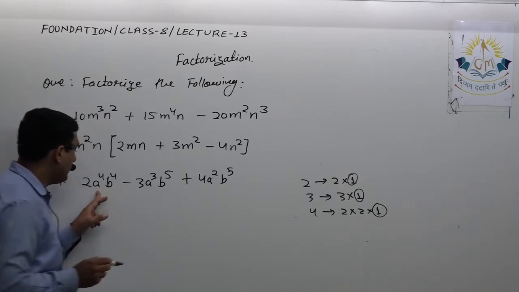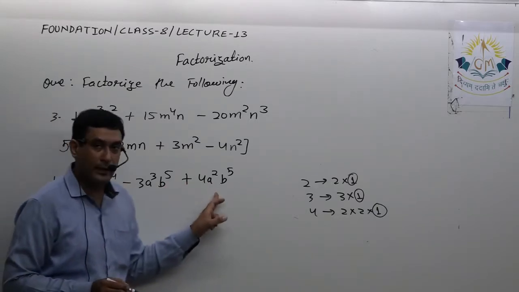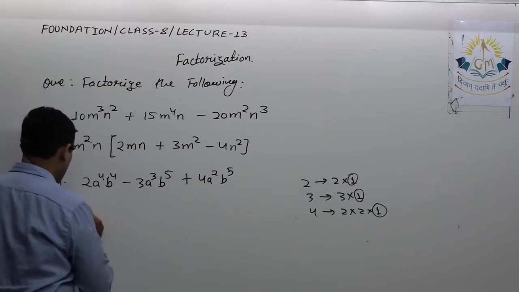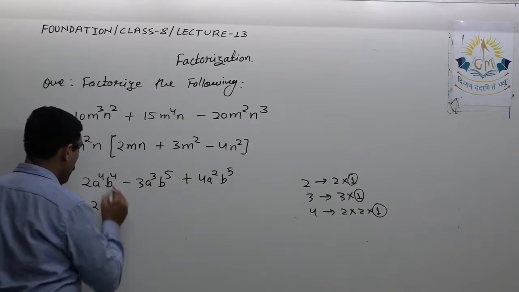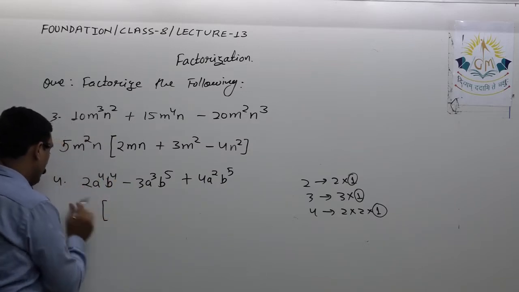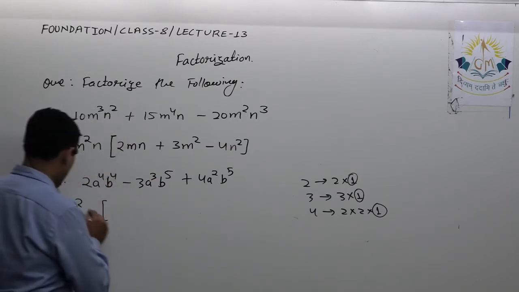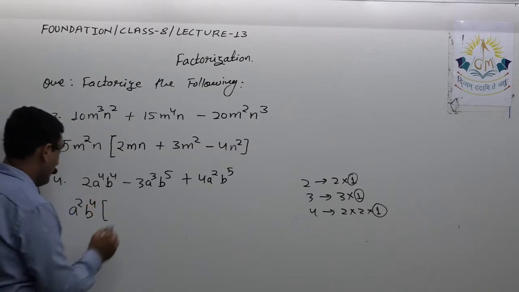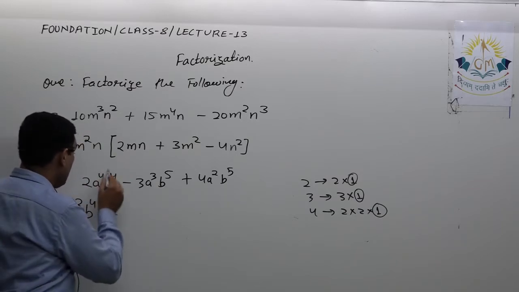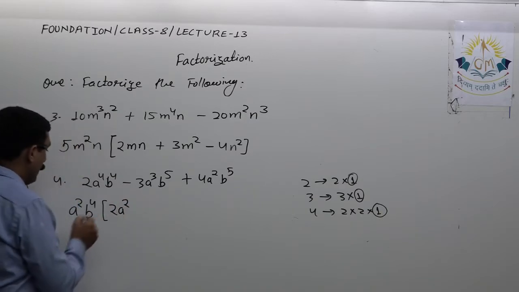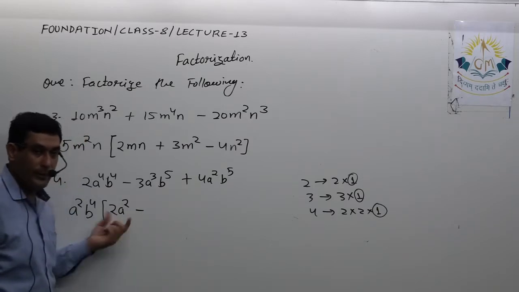Now if we talk about the variables, here it is a raised to 4, a raised to 3, a raised to 2. So definitely I will take a square common, because that is the minimum among the powers of a. Now among the b, b raised to 4 is the minimum. I took b raised to 4 common. So here I will be left with 2, because there isn't any numeric value common. So 2 remains as it is. Here it is a raised to 4, so I write a square. b raised to 4 is completely taken common, so no term of b will be there.